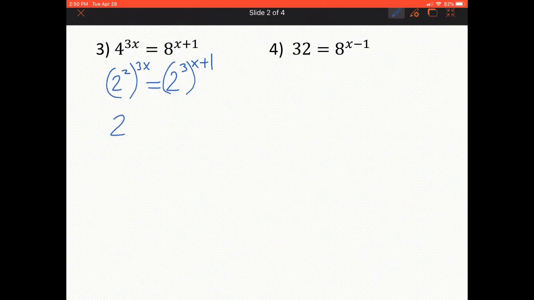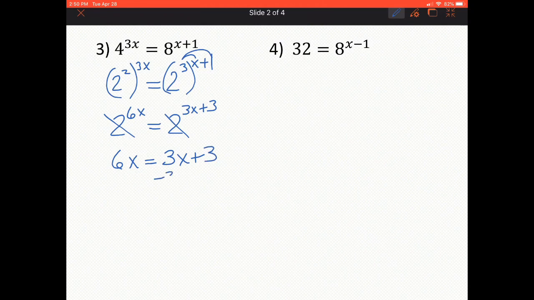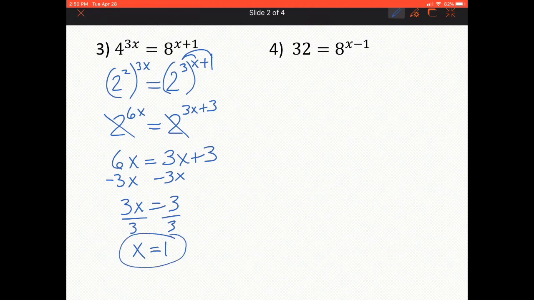So 2 to the 6x equals 2 to the 3x plus 3. And again, your bases are the same, so the exponents must be equal. Solve for x. So get rid of one of the x's. So 3x equals 3, divide. So x equals 1.